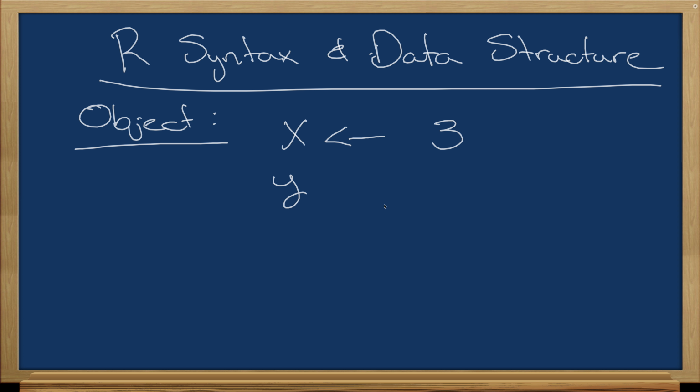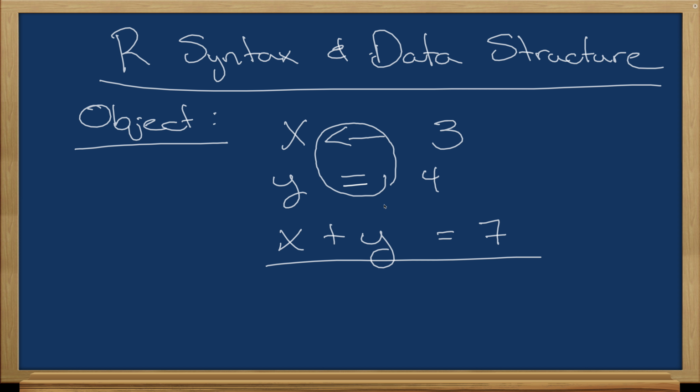We can also create an object using Y. Let's say we want to make the object Y using the equal sign. Let's say we want Y equal to 4. Now all we can do is take X and sum Y, and that should give us 7. We'll go through an example on how to do this in a minute with some actual code, but what you really need to know here is that R revolves around making these different objects with these different symbols, the less than minus sign or the equal sign.